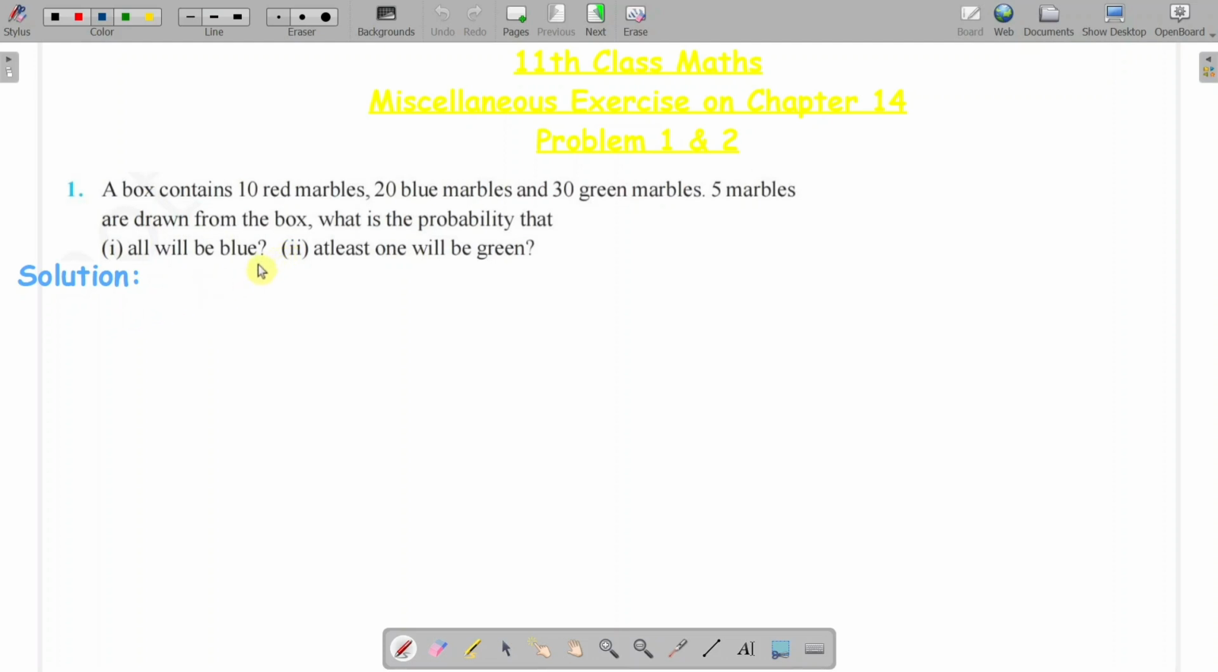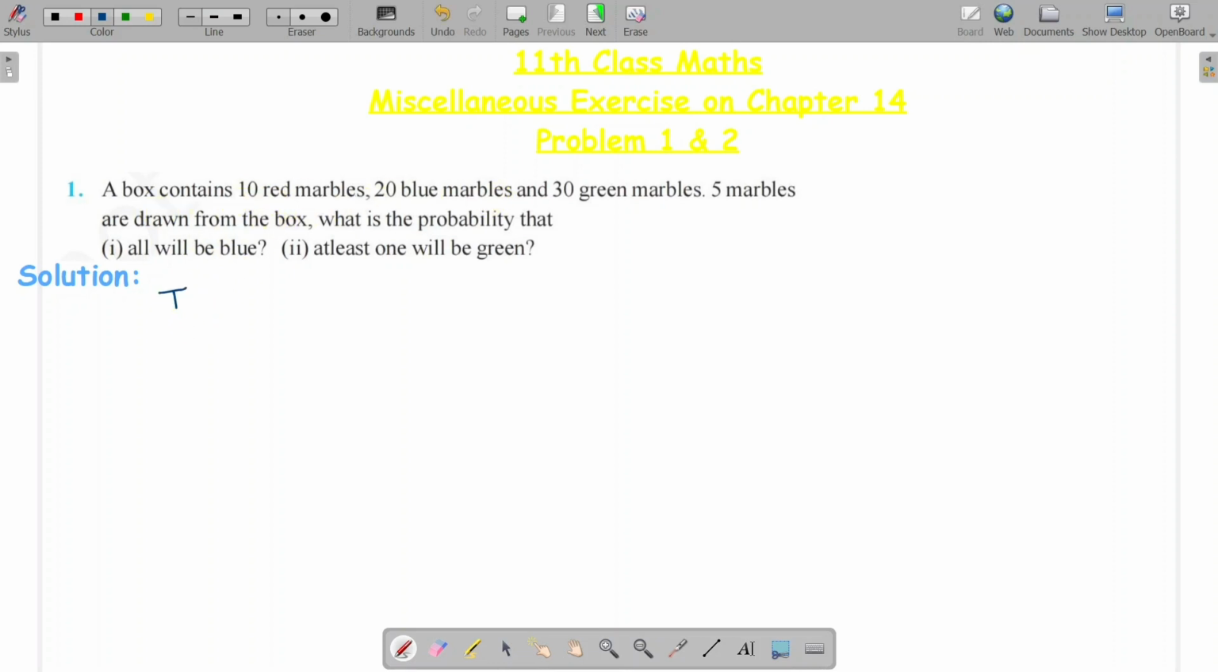Now what we have to do first is find the number of ways in which we can select the 5 marbles from the total marbles in the box. Okay, so we have to use the concept of permutation and combination. Here we have to use combinations because the order is not important. So now let us see the number of ways of drawing 5 marbles from the total marbles.